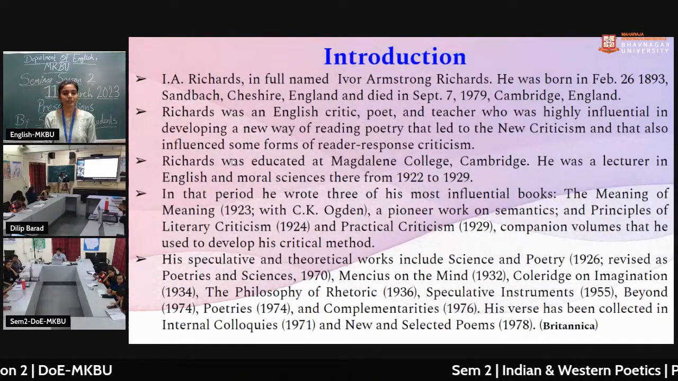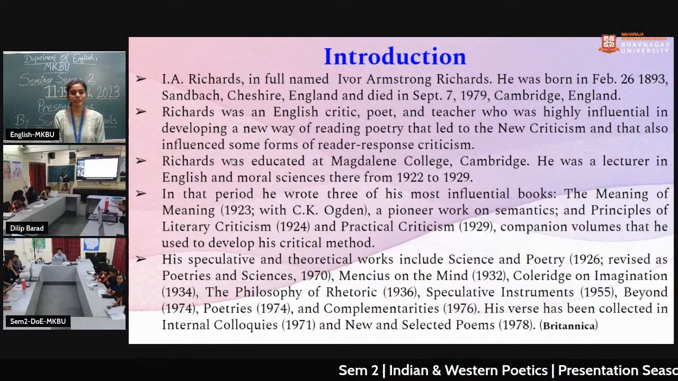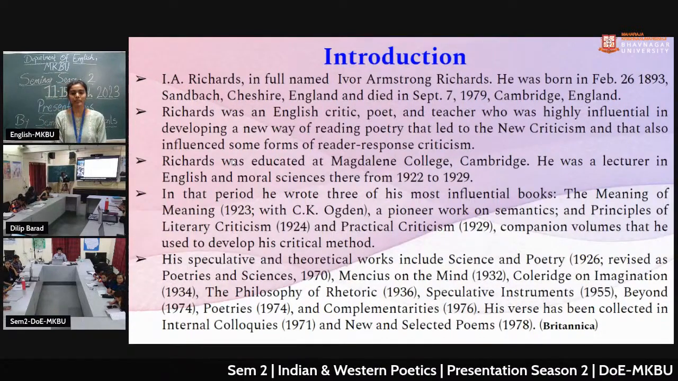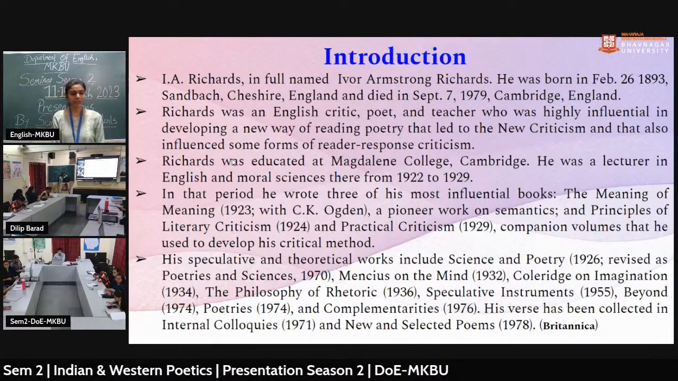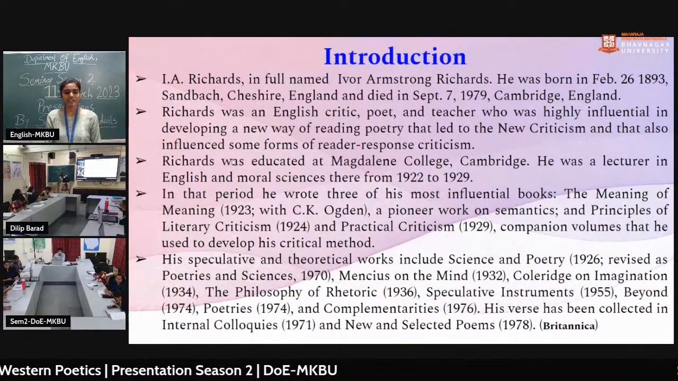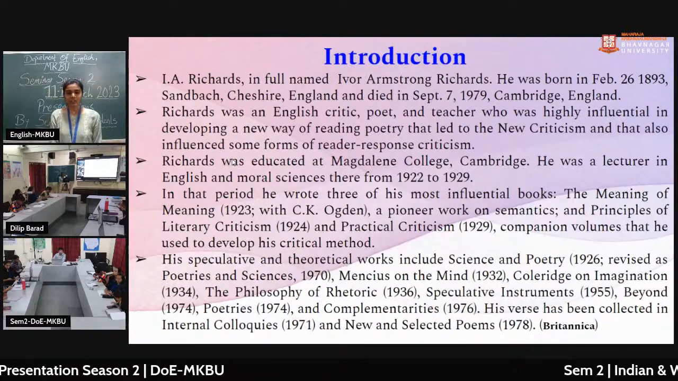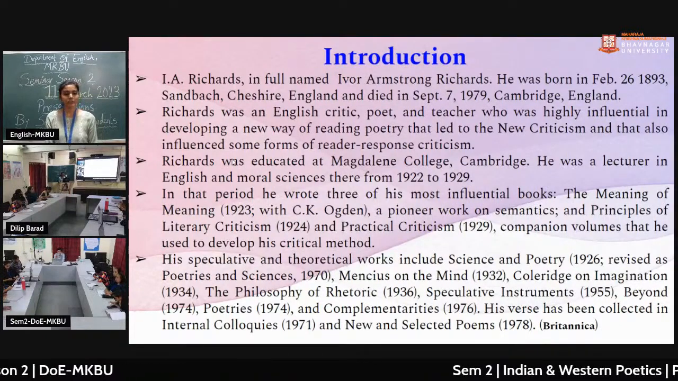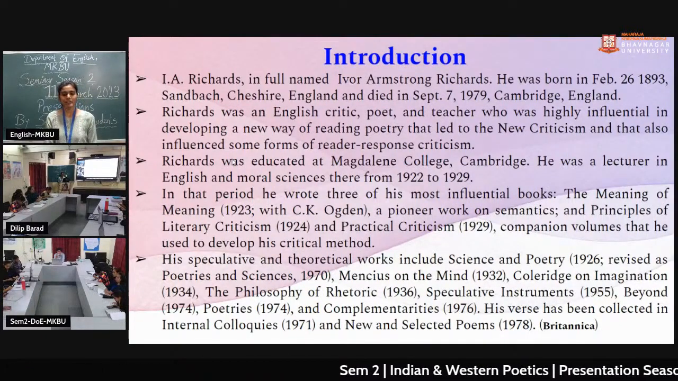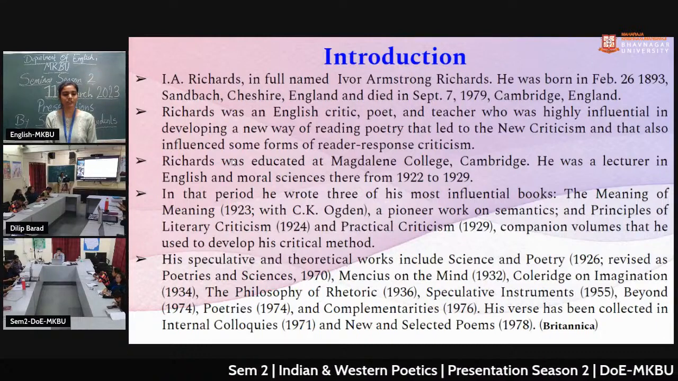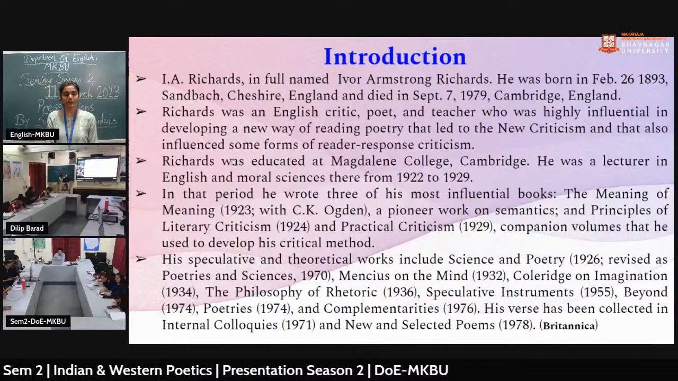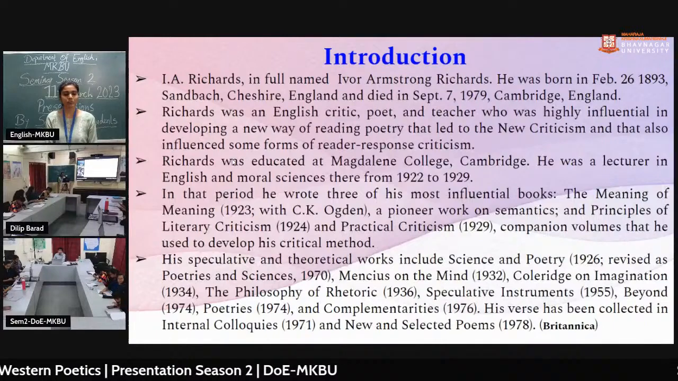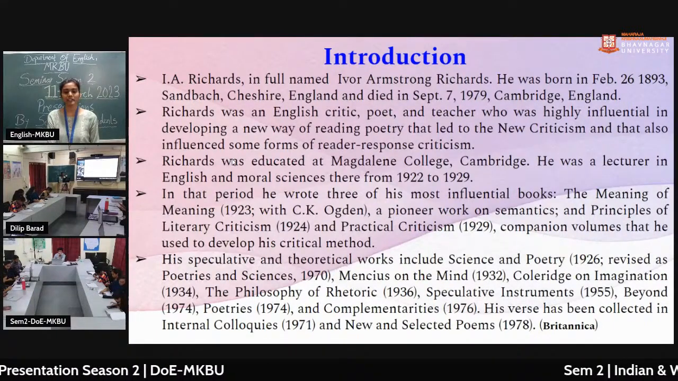His speculative and theoretical works include Science and Poetry in 1926, revised as Poetries and Sciences, Mencius on the Mind, Coleridge on Imagination, The Philosophy of Rhetoric, Speculative Instruments, Beyond, Poetries and Dissemblies, and Complementarities. His verse has been collected in Internal Colloquies and New and Selected Poems.